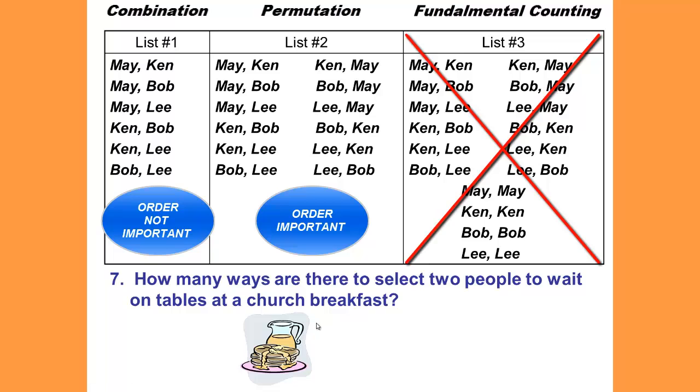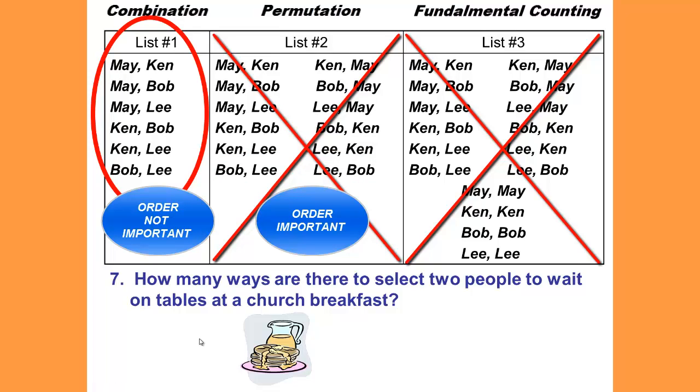The next step, as always, is to look at order. Is order important? Can we distinguish between the jobs or selections by order? If we pick Bob then Lee to wait tables, is it different than picking Lee and then Bob to wait the tables? No. So order is not important. So we have a combination as illustrated by list number 1. And that gives us 4 combinations of 2, since list 1 is a combination, and our answer is 6.